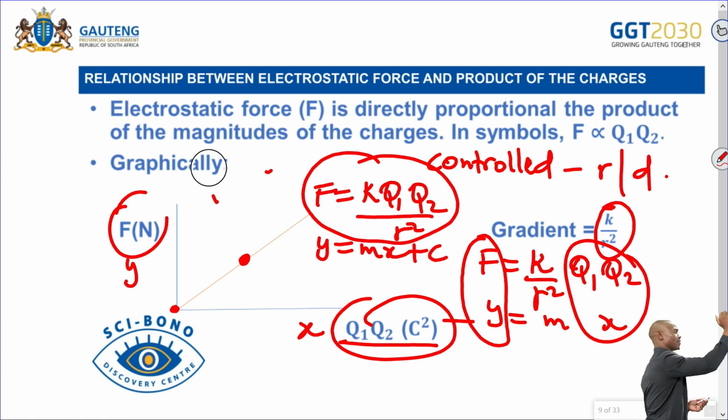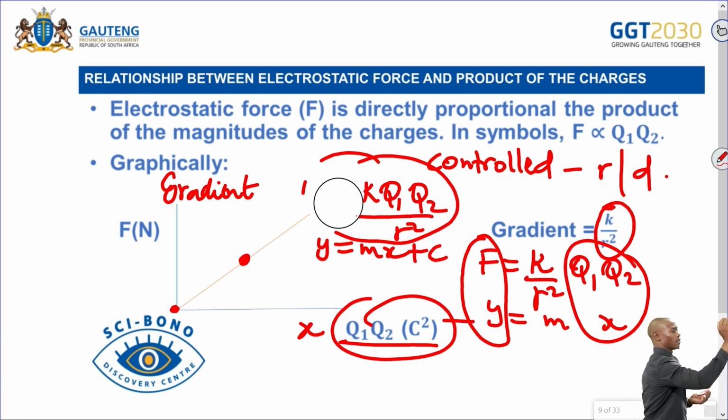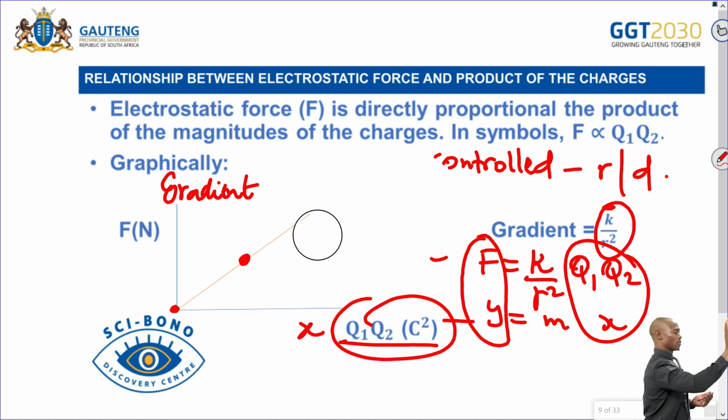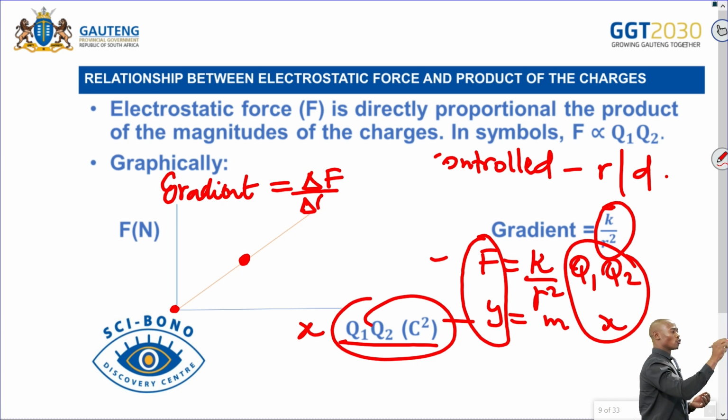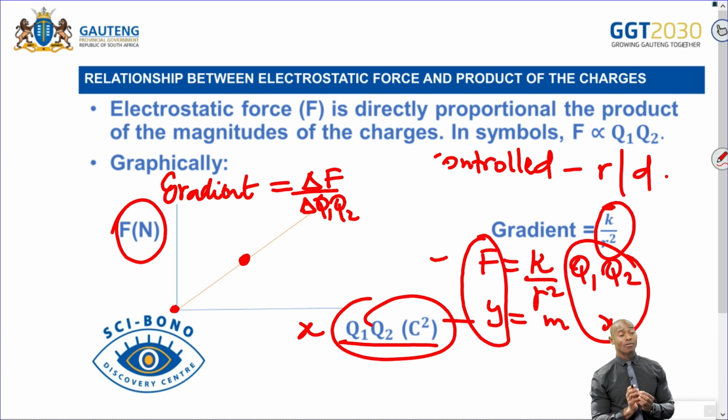So in this case, your gradient will be what? How do we calculate gradient? Gradient here will be change in F over change in Q1Q2, right? So we don't have y here. Instead of y, we have F, right? According to your maths, how do we calculate the gradient? It is change in y over change in x.